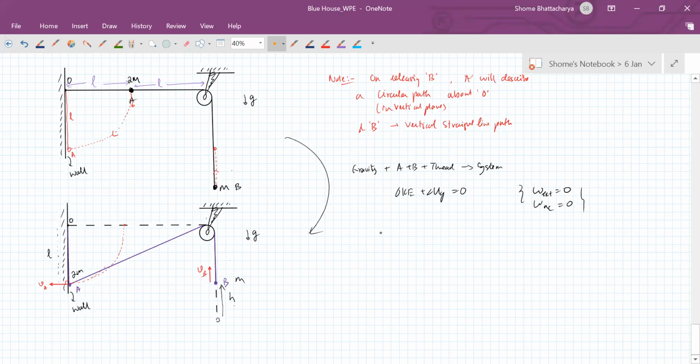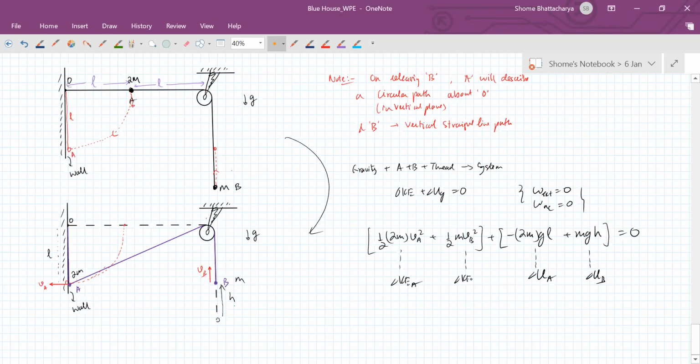Okay. So half 2m VA square plus half m VB square. This is the change in kinetic energy. Then minus 2m gL and plus mgh is equal to 0. So this is the change in potential energy of A. This is the change in potential energy of B. This is the change in kinetic energy of A. This is the change in kinetic energy of B.